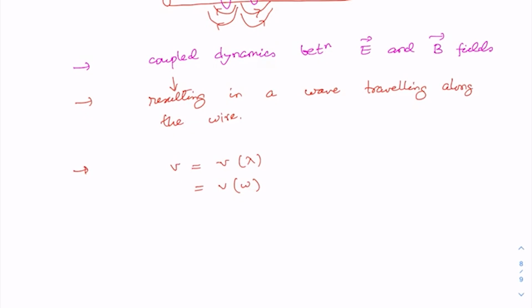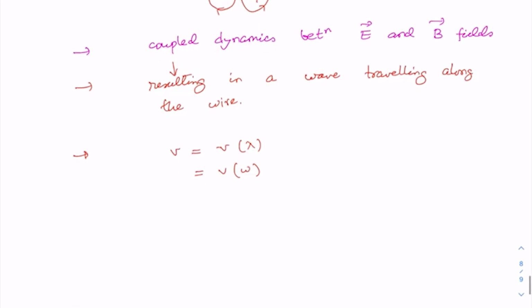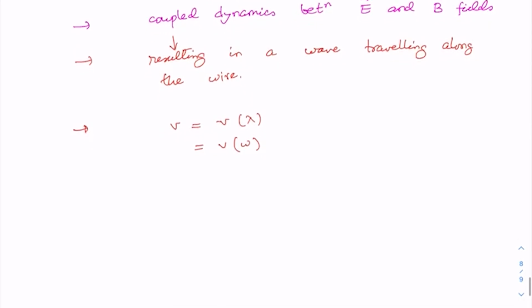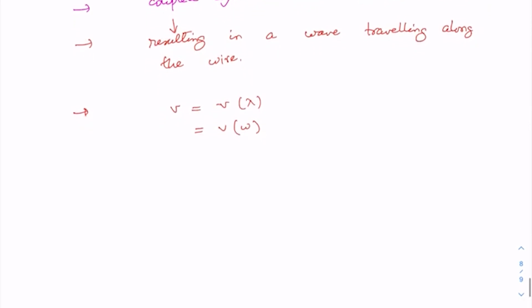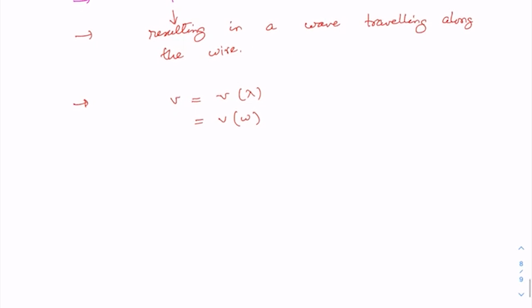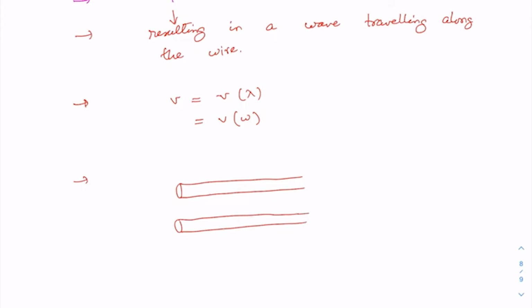So the question is, what kind of waveguide would be suitable? The solution turns out to be very simple. Instead of one single wire, let us take two wires, parallel to each other, and this is going to form the so-called transmission line, and that's what we are now going to discuss.